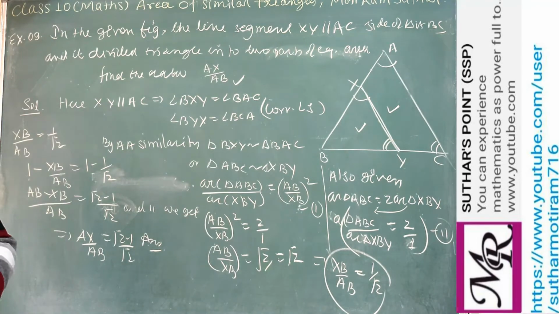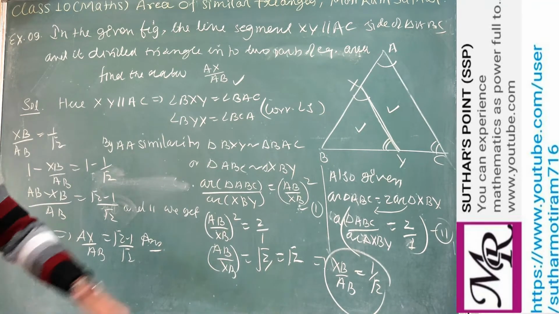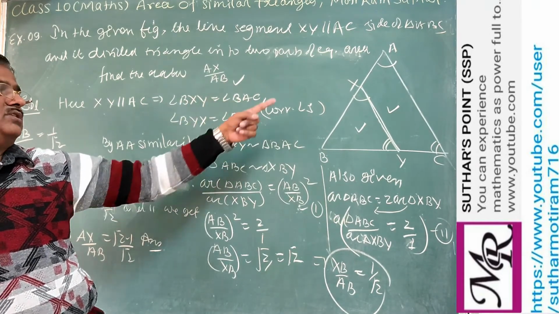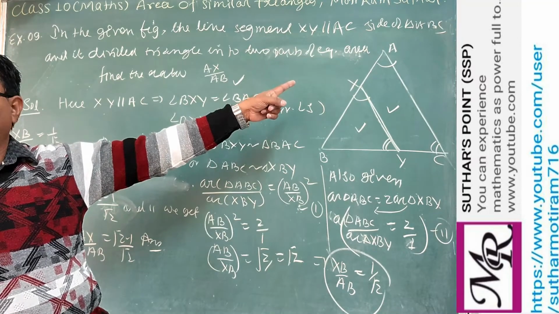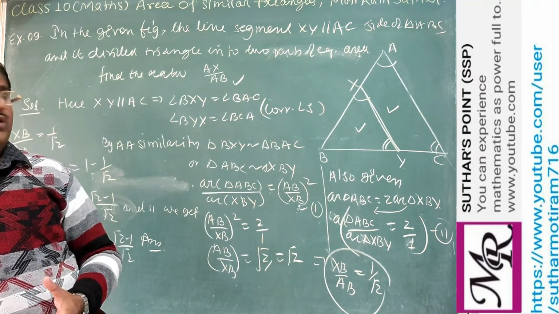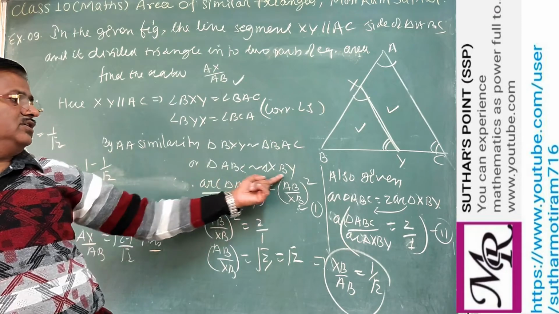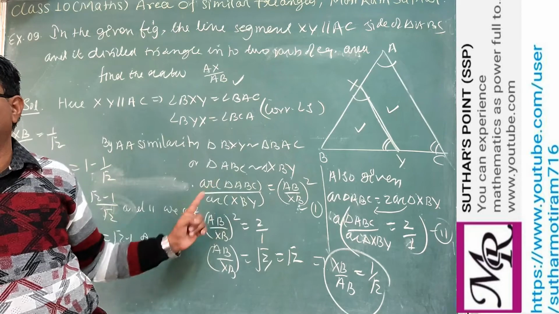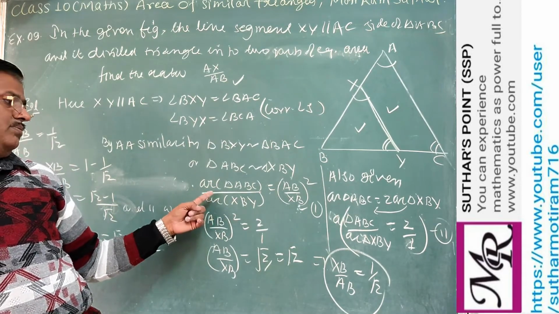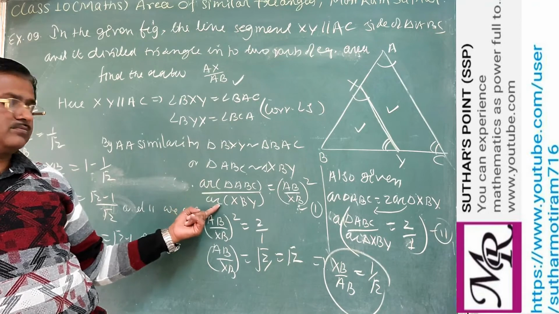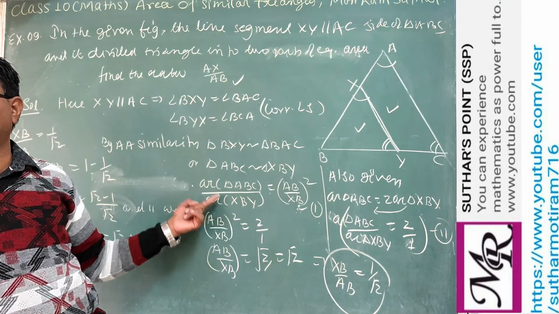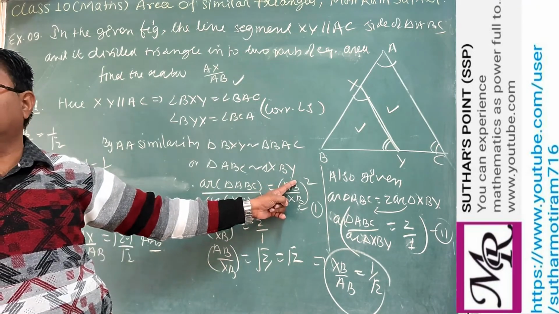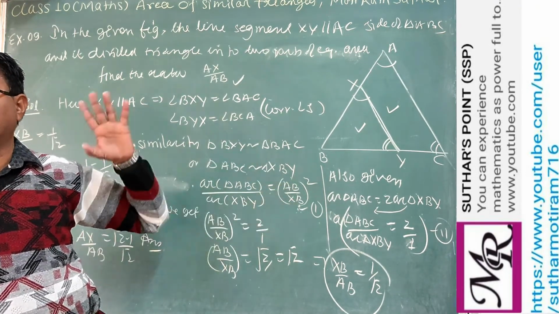Clear? Very important and very easy. We are given XY parallel to AC, so their corresponding angles are equal. If corresponding angles are equal, it means in triangle ABC and triangle XBY, two angles are equal. Then by AA similarity, these two triangles are similar. And when two triangles are similar, we use the theorem: the ratio of the areas of two similar triangles, ABC upon XBY, equals the square of the ratio of their corresponding sides.